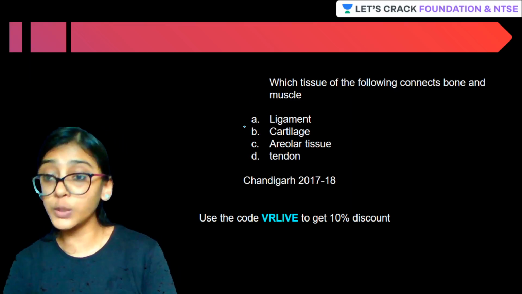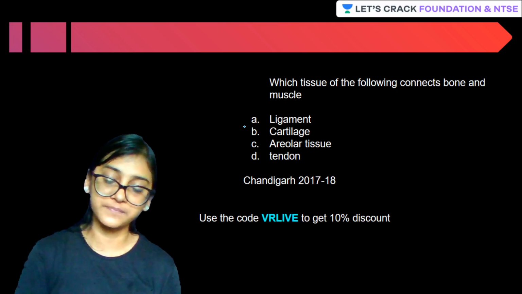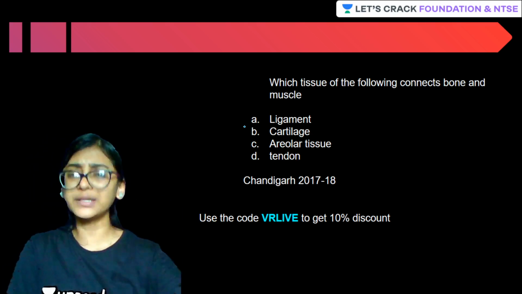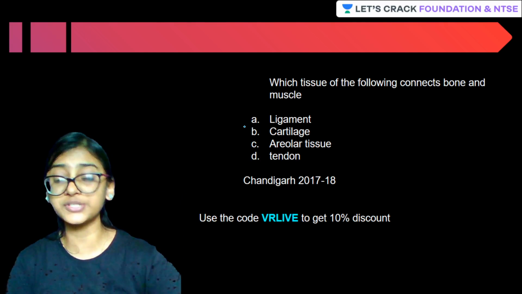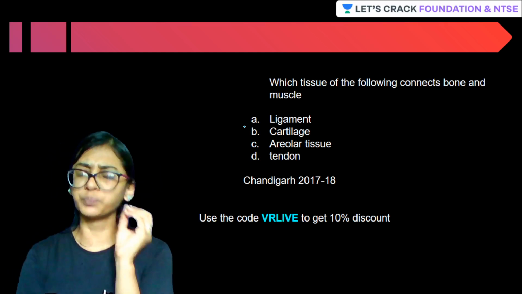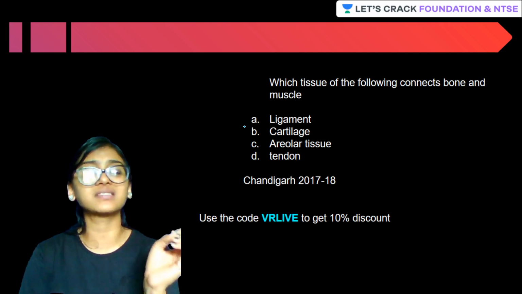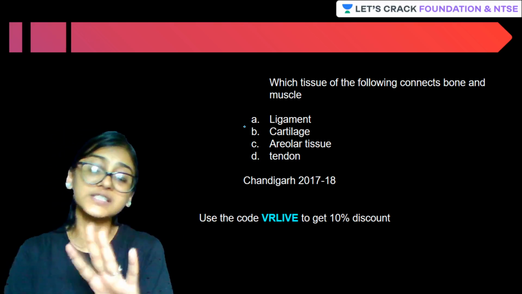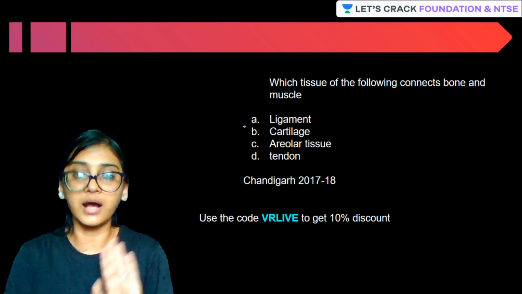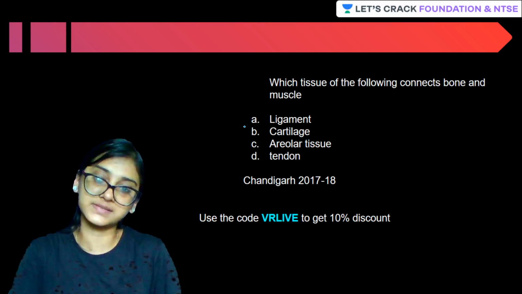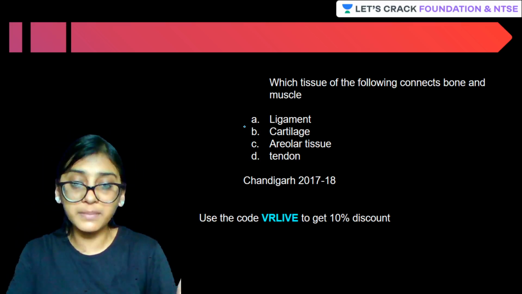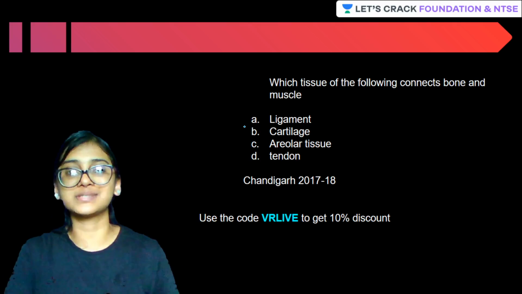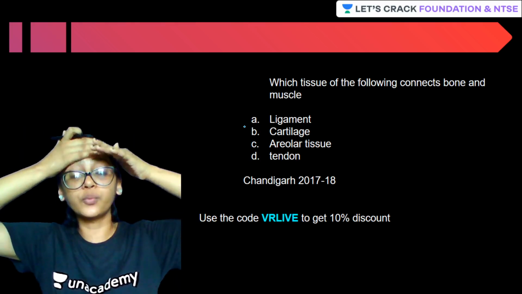Which of the following tissues connects bone and muscles? I know you might not be able to answer this question, but let me tell you, students, this is mostly asked not only in the NTSE exam but in any competitive exam, including your final exams of class 9. This question is going to be asked. Which tissue connects bone and muscles? Is it ligament, cartilage, areolar tissue, or tendon? Bone to muscle. A highly confusing question. So what should be the answer?